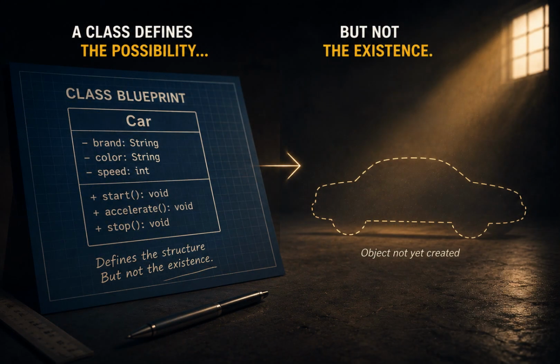Before an object can exist, there must be a class. Think of a class as a blueprint. A blueprint describes what something should look like. It defines characteristics. It defines behavior. It defines possibilities. But a blueprint is not the building. A recipe is not the meal. And a class is not an object. A class simply describes what an object could become. The actual object has not yet been born.